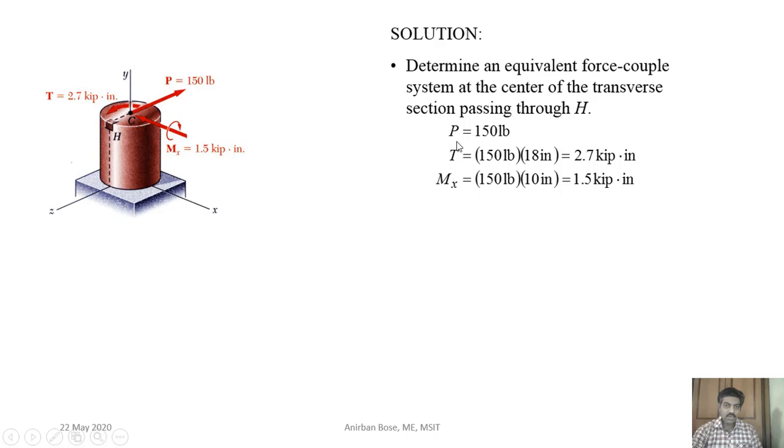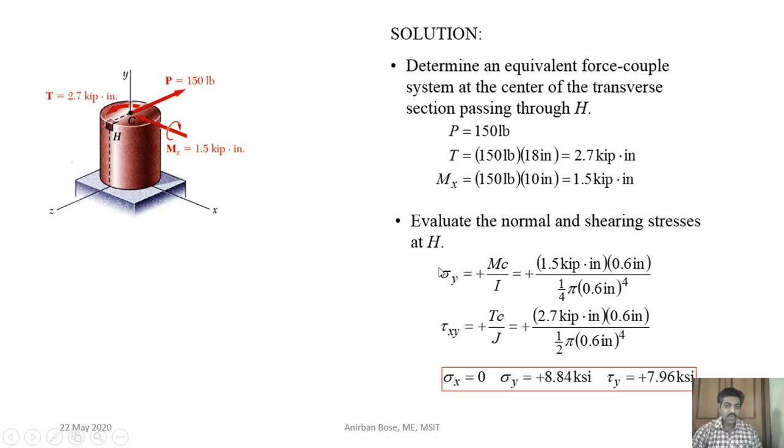So you first find out what is the P, what is the torque, and what is the bending moment, that you can easily find out. It is very important to know their directions. Once you know, you can find out sigma y. Sigma y is the normal stress that will act on that element, according to the formula M into y max divided by I. That y max is basically called the C.